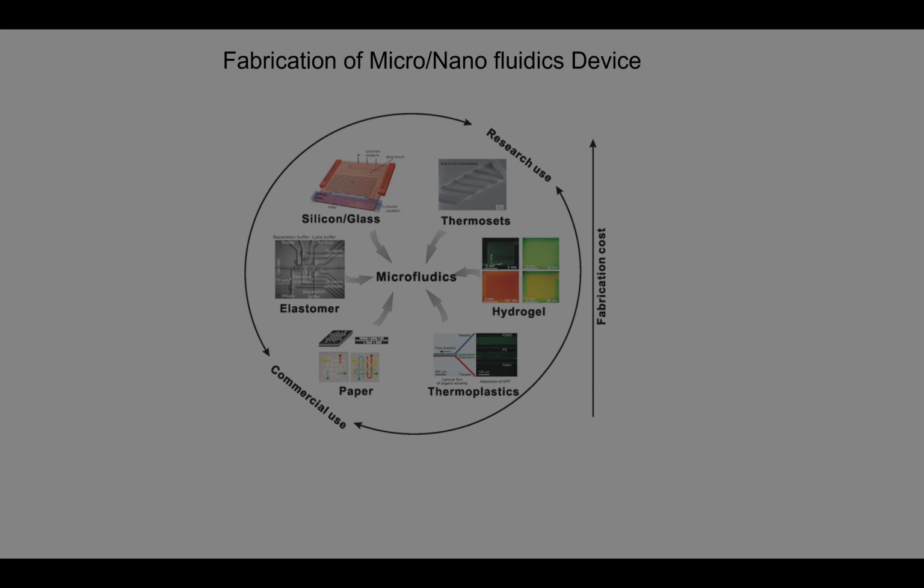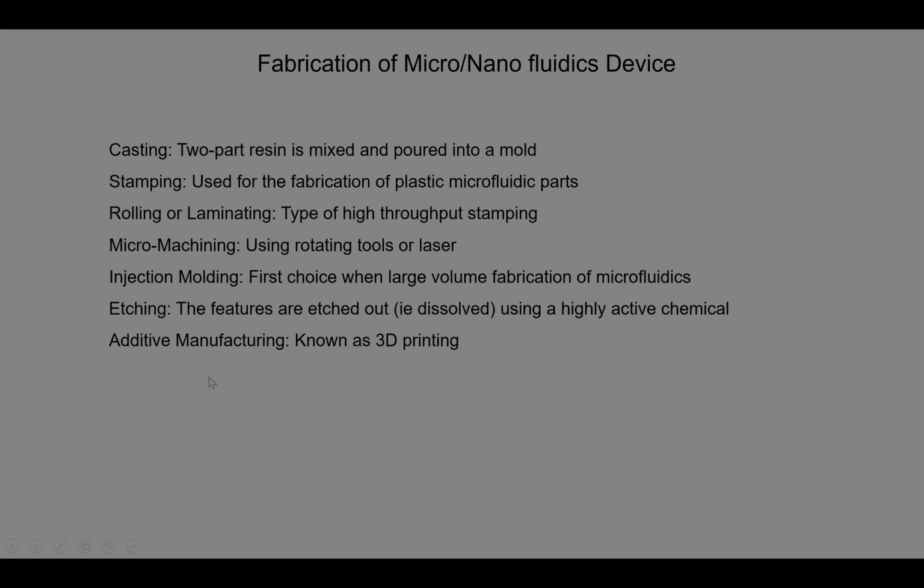Okay. So for the fabrication, different types of materials can be used. Here I'm showing silicon, glass, thermosets, hydrogel, thermoplastics, paper, elastomer. For research purposes, the materials in this top right corner can be useful. But for the commercial one, it should be cheaper and viable. So the down left side materials are very useful for the device fabrication and commercial use.